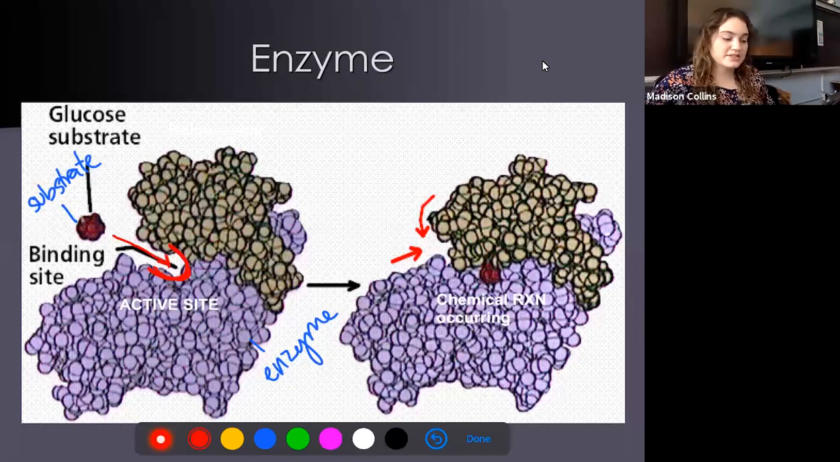And then what happens is this chemical reaction takes place, right? That enzyme actually closes around the substrate and allows that chemical reaction to occur. So it closes off, and then that's where the magic happens. All right.